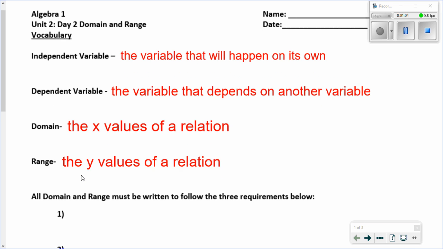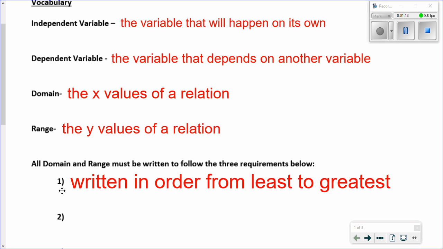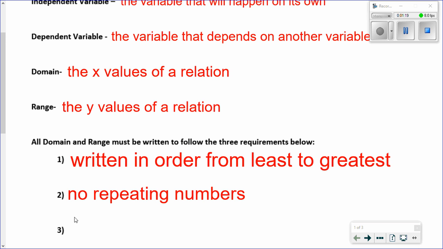Now, when we are writing domain and range, it has to be written the same way, and it has three main requirements. The first one is that all the numbers are written in order from least to greatest. Okay? The second one is that we don't have any repeating numbers. So even if all the x's are -5, we're not going to write -5 however many times it was used. We're just going to write -5, because it's not asking how many times they were used, just asking what was used.